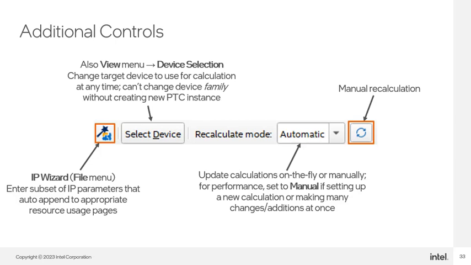The Recalculate mode lets you choose when the PTC updates calculated output fields. If it's set to automatic, output is updated as soon as you add information or make any changes to existing information in the calculator. If you are setting up a new calculation or making many edits to settings in the calculator, it may be helpful to set this to manual to avoid having to wait for the tool to recalculate every time you make a change. In manual mode, a recalculation needed warning will appear after you've made any changes. Click the indicated button to manually recalculate.